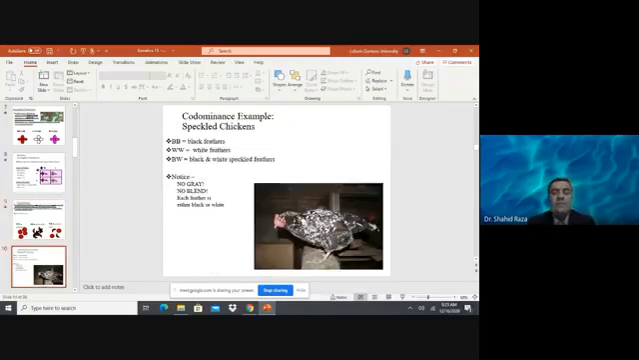In the case of codominance, an example is speckled chickens. We can see here the capital B, black feathers, and capital W, white feathers, and then capital B capital W is the black and white speckled feathers. So notice there is no gray, no blend. Each feather is either black or white.